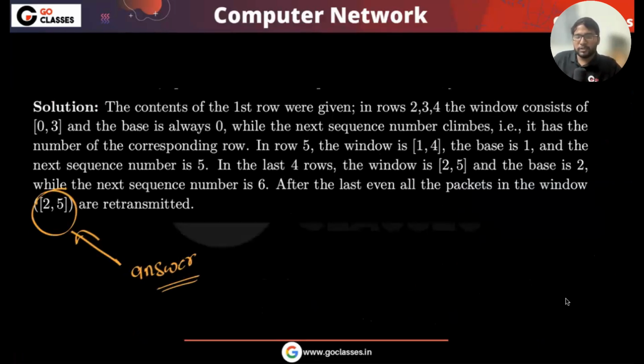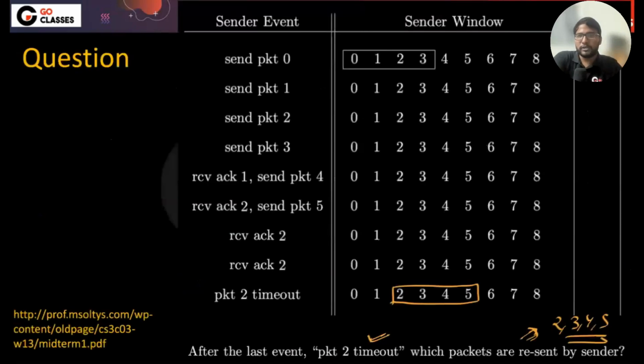This is the answer. 2, 3, 4, 5. I mean 2 to 5. How does the receiver decide which cumulative ACK to send? I have not got to the question. Which ACK to send? How does the receiver decide?